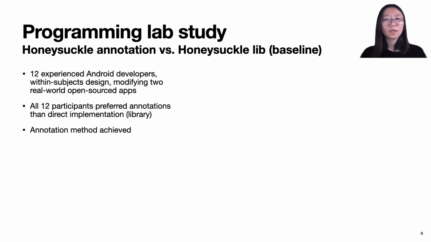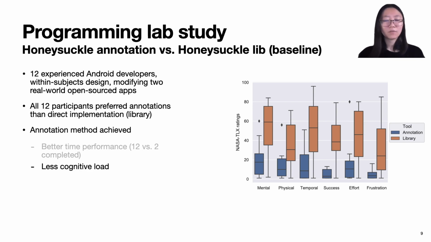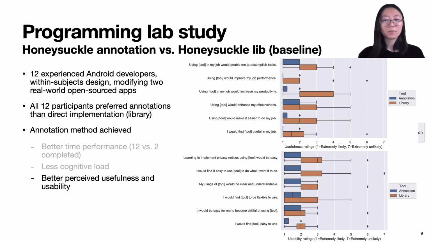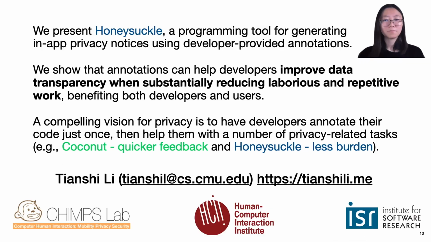To evaluate Honeysuckle, we conducted lab studies with 12 experienced Android developers following a within-subjects design. During the study, the developers modified 2 real-world open-source apps to implement in-app privacy notices using annotations and using the direct implementation method as the baseline. We found all 12 developers preferred the annotation method, and the annotation method achieved better time performance, significantly lower cognitive load, and significantly better perceived usefulness and usability.